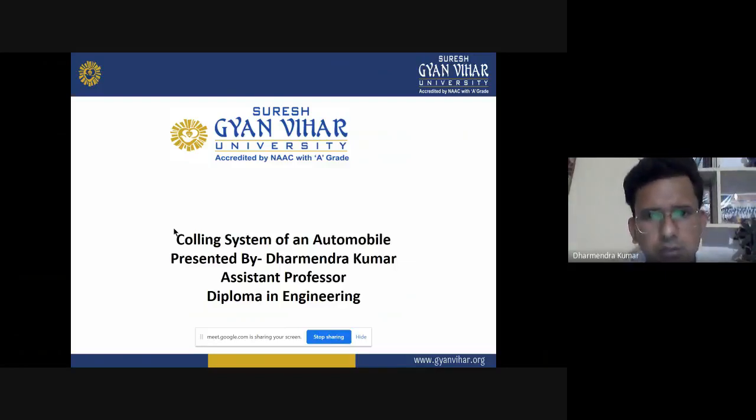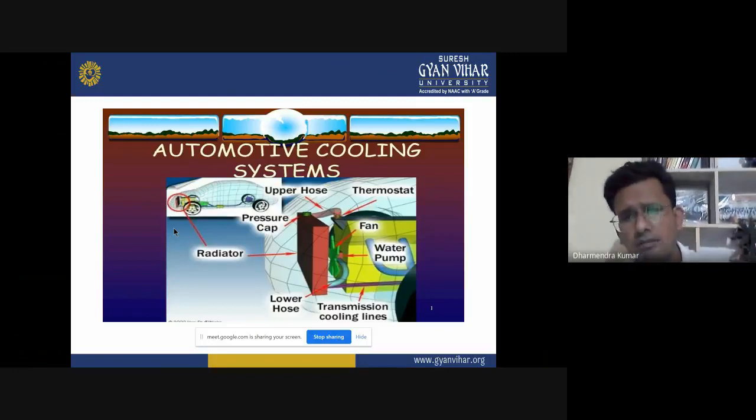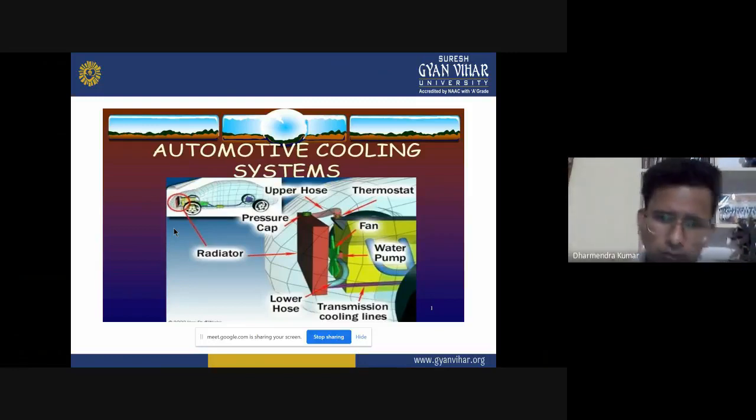Let's start with a new slide. These are some pictures of components of a cooling system, like a radiator, upper hose, thermostat, pressure cap, fan, water pump, lower hose, and transmission cooling lines. These pictures represent the various components of the cooling system. It includes both types of cooling system, water cooling and air cooling.